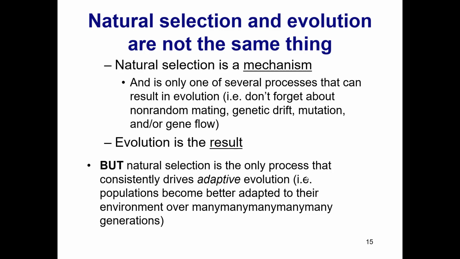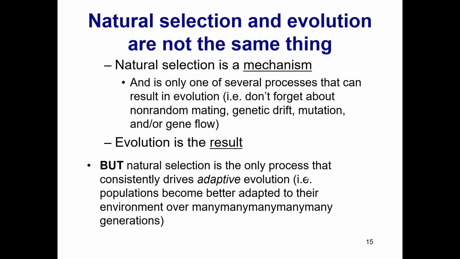Remember, there are five drivers of evolution. Natural selection is one of the drivers, one mechanism, one of the processes that causes evolution to happen. Evolution is simply any case where there is a change in genetic structure over time. But natural selection is the only mechanism that drives adaptive evolution, meaning the populations become better adapted to their environment.